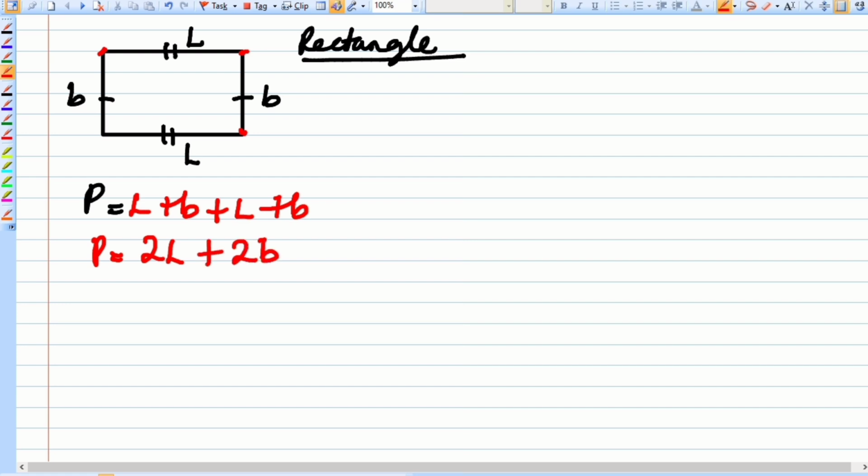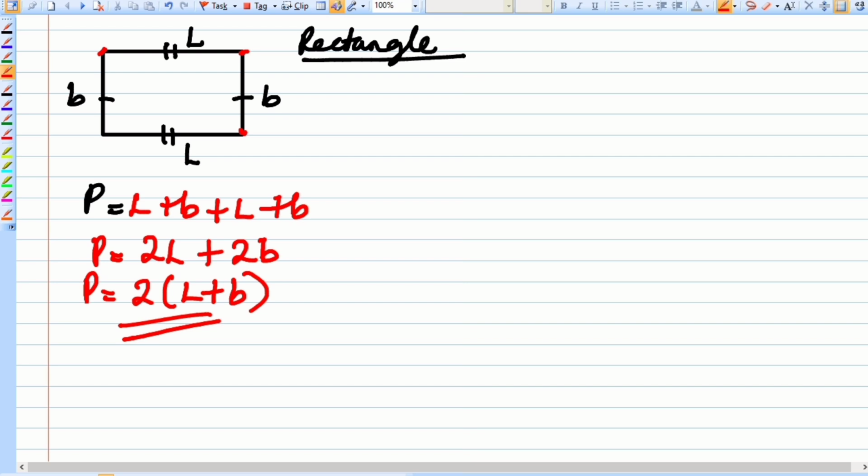Now since 2 is common, we just factorize. So our formula would be 2 bracket L plus B. This would be the formula to calculate the perimeter of any rectangle. Provided it's a rectangle, if you use this formula 2(L plus B), you're going to get the answer. This is because a rectangle is a regular shape and its properties remain constant. The two opposite parallel sides must be equal, and that's the basis for this formula.